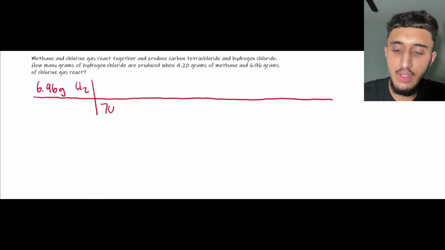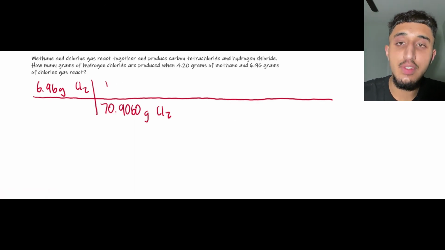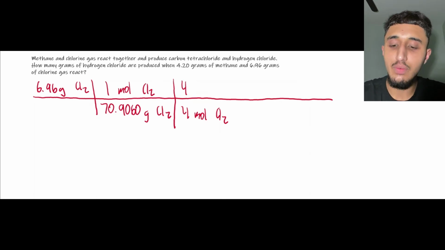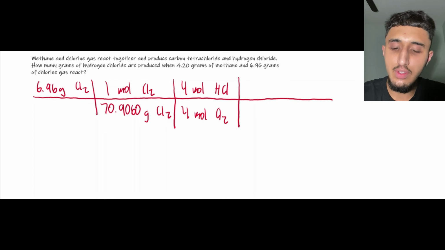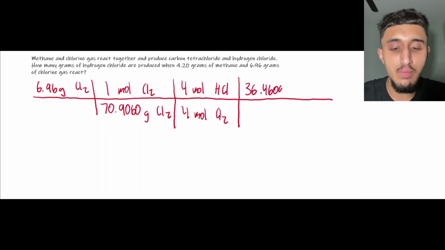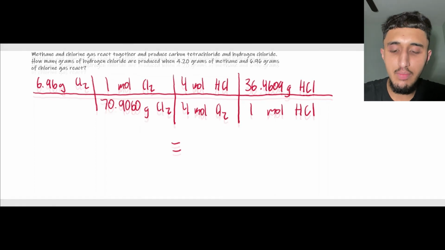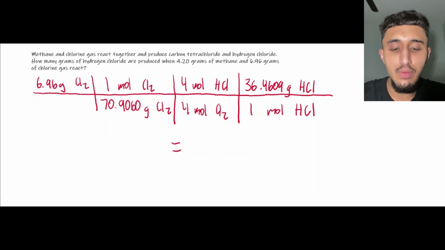So, we start by taking our given value of 6.96 grams of Cl2 and dividing by its molar mass. From here, we do our mole ratio, which in this case would be 4 moles of HCl produced per 4 moles of Cl2 in our reaction. After that, we multiply by the molar mass of HCl and we are left with the amount of hydrogen chloride produced in grams. Once more though, we gotta look out for sig figs.